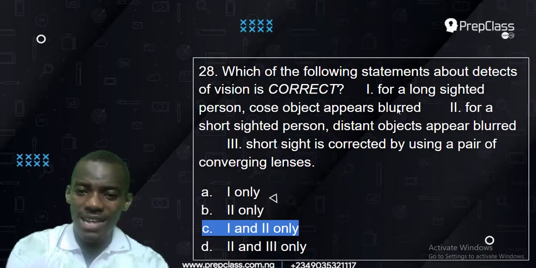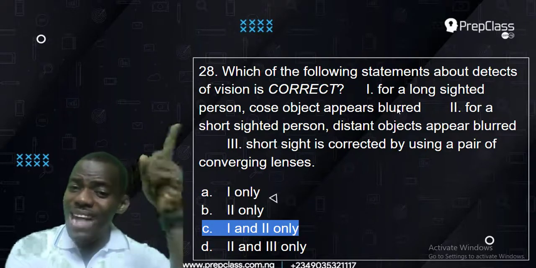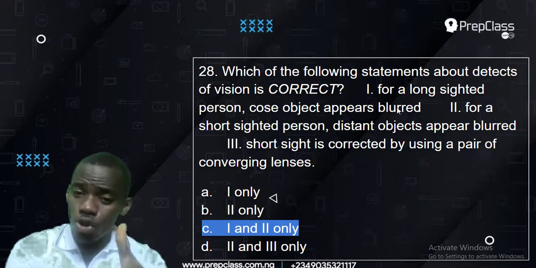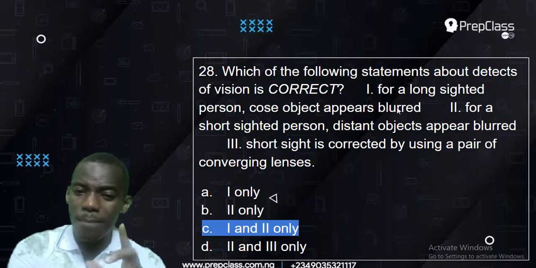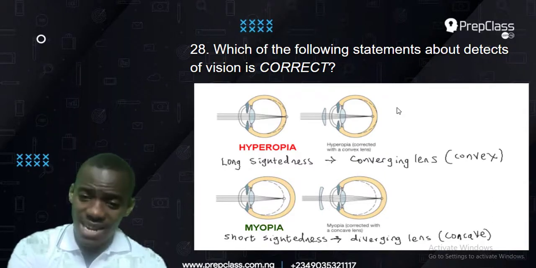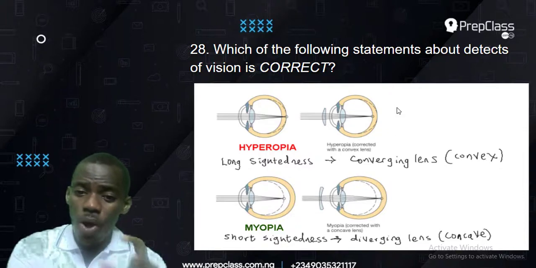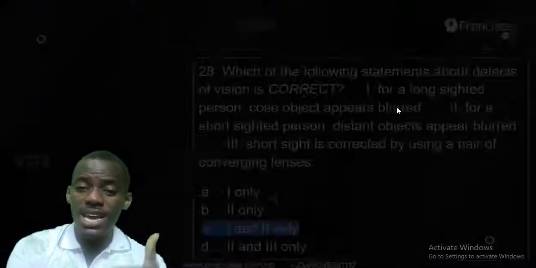The option that says for a long-sighted person, close objects appear blur. That is true. For a short-sighted person, far things appear blur. That is also true. But option 3 says short sight is corrected by a pair of converging lenses. Now, is that true? Short sight, converging lens? That is not true. Short sight is solved by a diverging lens or a concave lens, while long-sightedness is solved by a converging lens or a convex lens. So option 3 is not true.